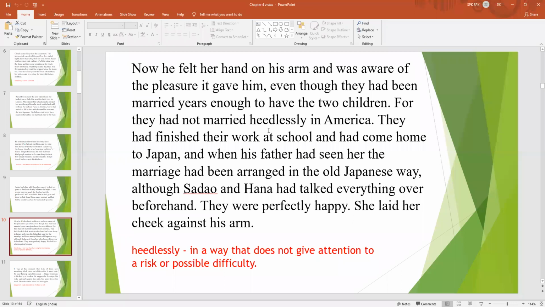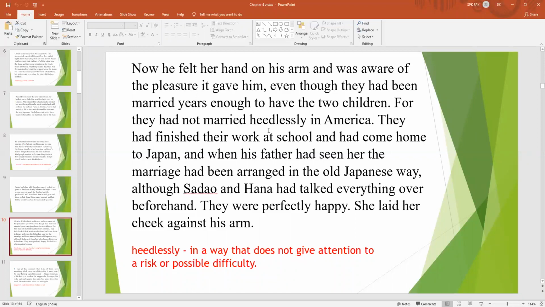Rather, they returned to Japan. They had finished their work at school and had come to Japan, and when his father had seen her, their marriage was arranged in the old Japanese way. They came back to Japan after finishing their studies, and then they sought permission from Sudhir's father. When his father agreed, they got married in the traditional Japanese way.